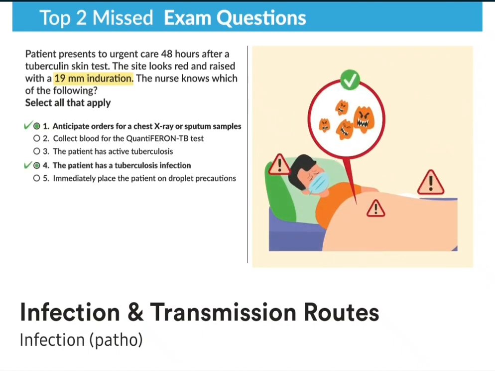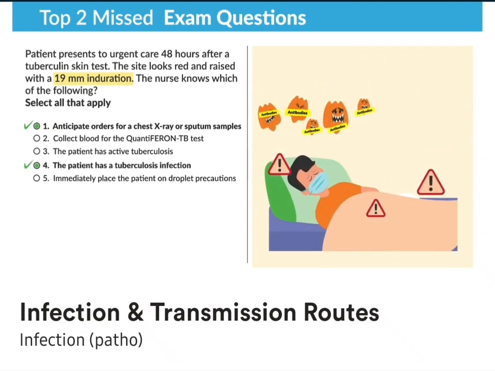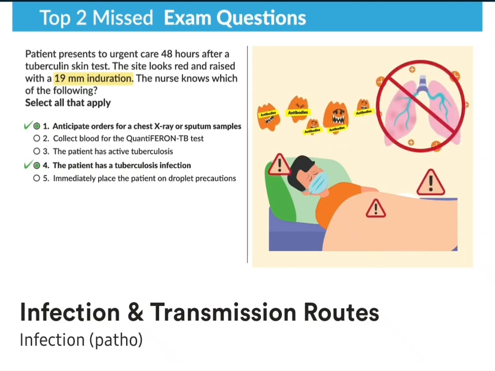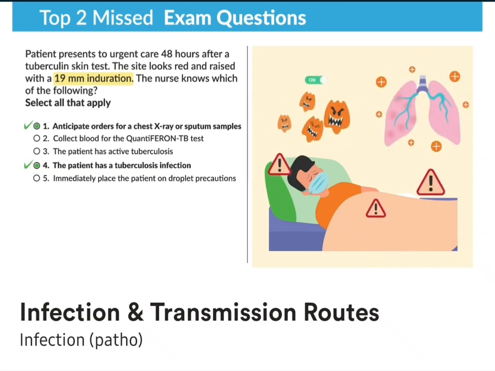Now, option number 4, the patient has a tuberculosis infection. Yes, this is true. So write this down, guys. The body has developed antibodies and shows presence of TB. But again, even though the patient is infected, it doesn't mean that the patient is contagious. Only active TB is contagious.